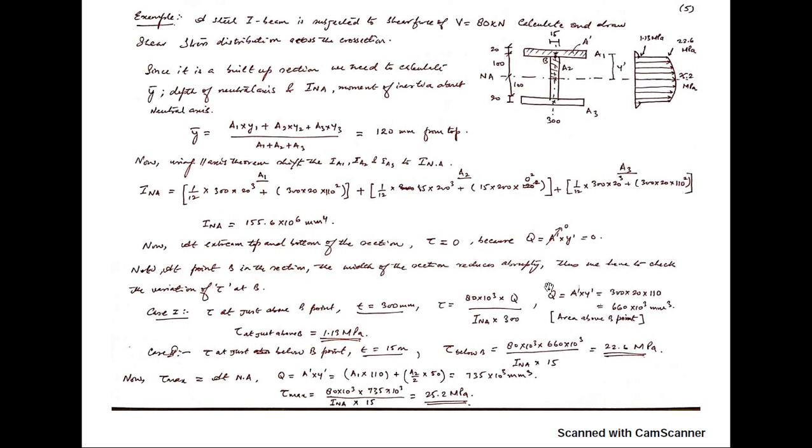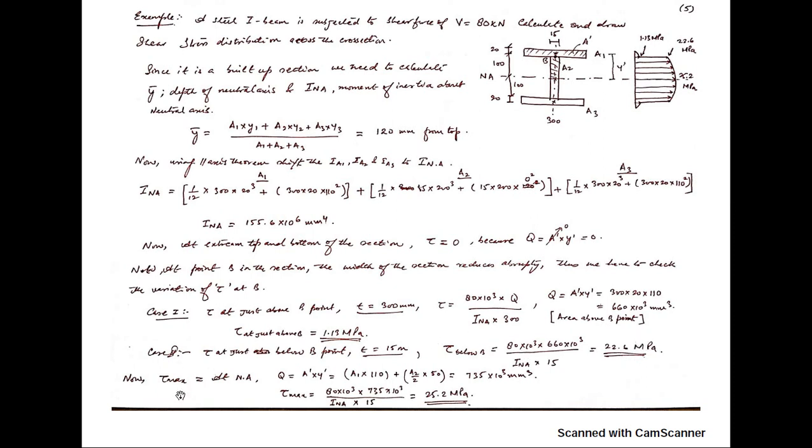And Q won't be changing. Q will be similar at this point, B point, because we are calculating shear stress at B point. But what we are seeing here is that there is an abrupt change in the shear stress at a single point. So you just have to vary the width of the cross section, and all the things will remain similar. I have calculated using 300 mm, and it is coming out to 1.13 MPa, and by using 15 mm it is coming out to be 22.6 MPa. So you can see the increase over here.